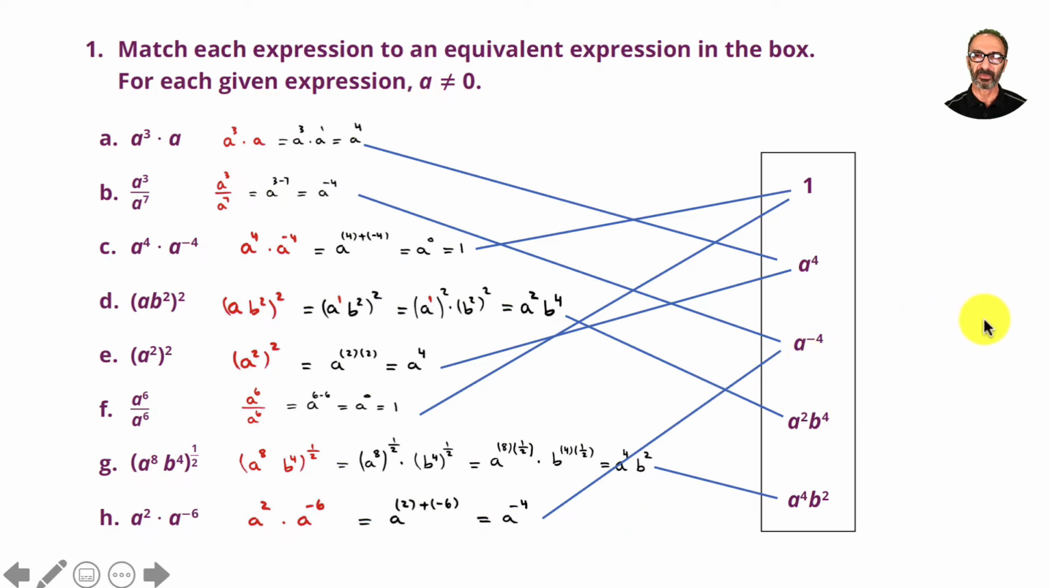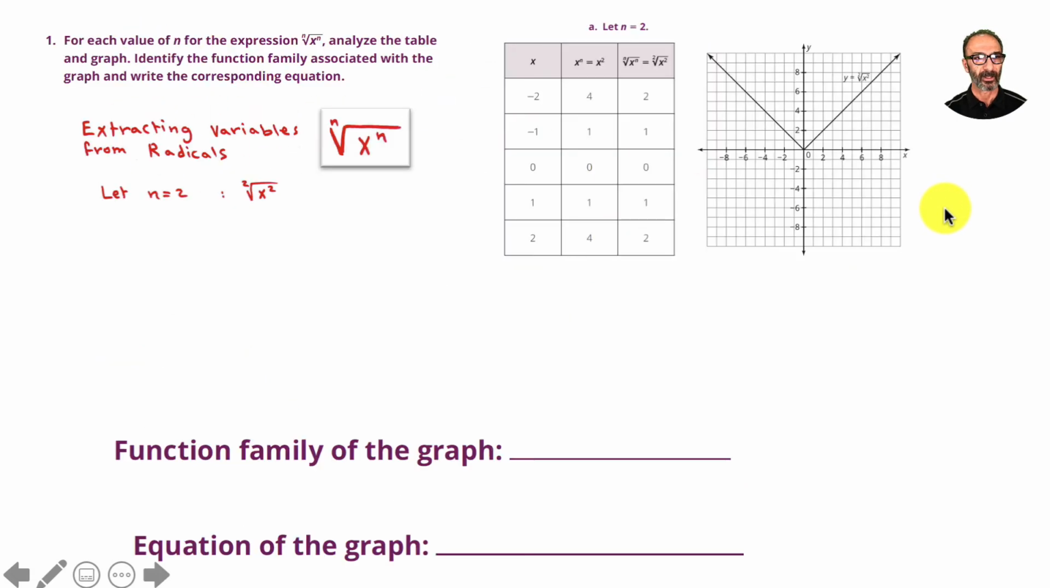Okay, now let's move on to something else, which is radicals and powers and absolute value. One more time, everything's going to be in the time stamps down below. This one's going to be called match each expression. They gave me a table that is 2 in 1, and they gave me the graph, which is y equals the square root of x to the second. I know it's kind of tiny, but I do have it right here.